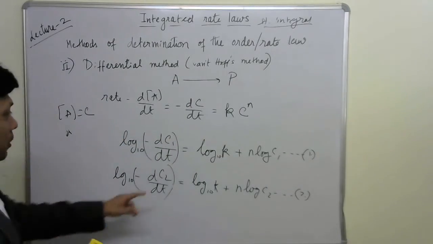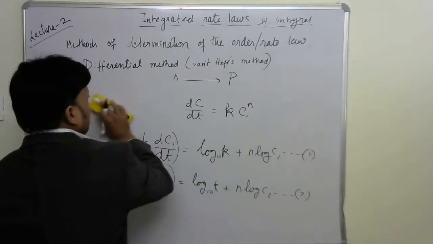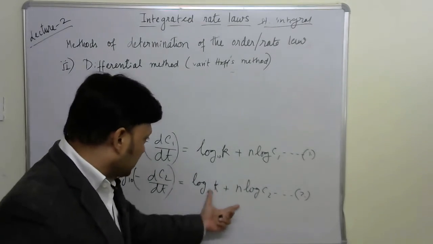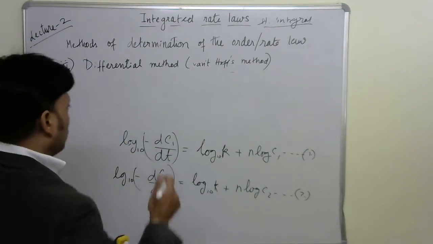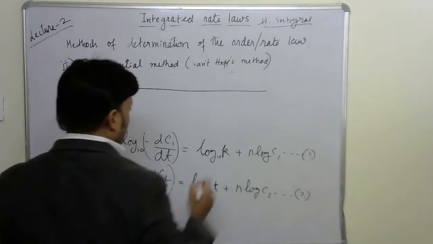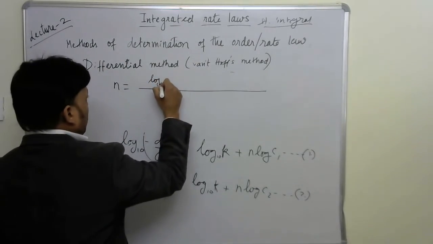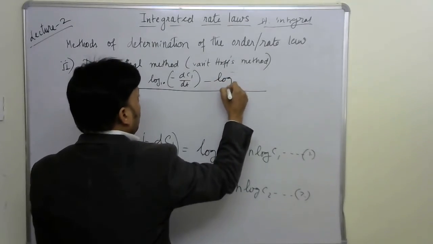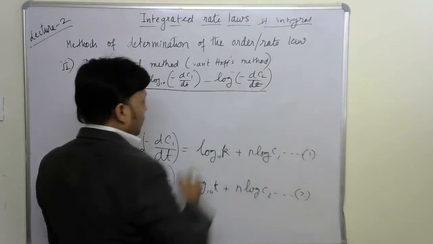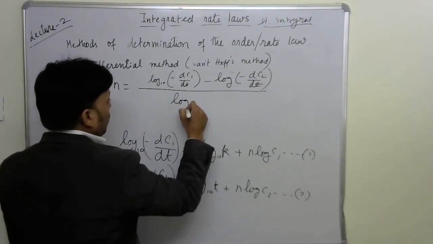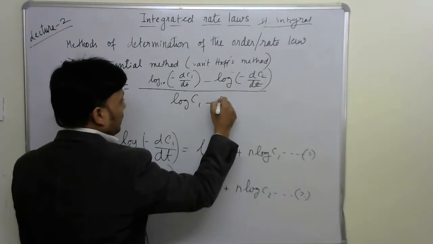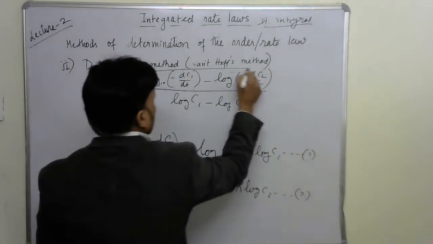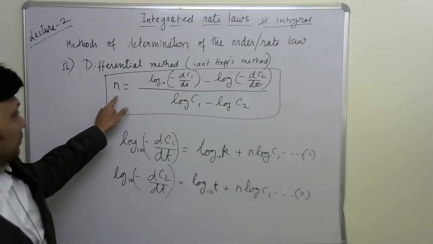Now we have these two equations, and from here we try to solve for the value of n. What we do is subtract equation 2 from equation 1. If we do so, we can express the value of n as log10 of minus dC1/dt minus log of minus dC2/dt, divided by log C1 minus log C2, isn't it? So therefore we have a pretty long expression, and we can easily measure n provided we know C1 and C2.